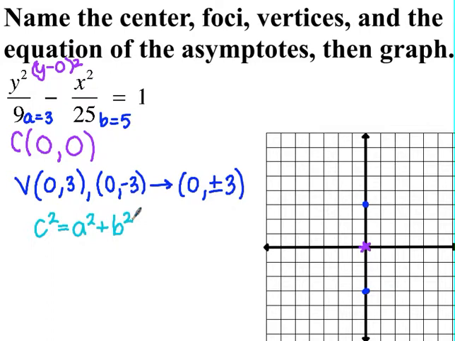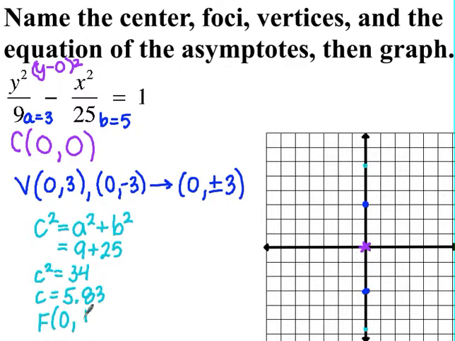So I have 9 plus 25, which is 34. So now let's take the square root of 34. What's the square root of 34? 5.83. So what that means is that from the center here, I'm going to go up 5.83 and down 5.83. We just approximate. So the foci will be at 0 plus and minus 5.83. Now you could answer it as root 34 if you wanted to.